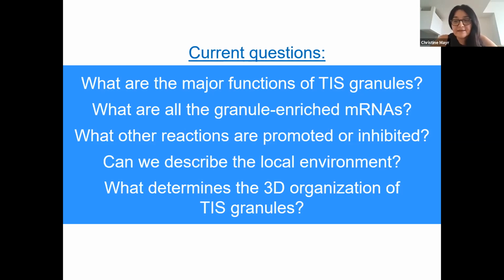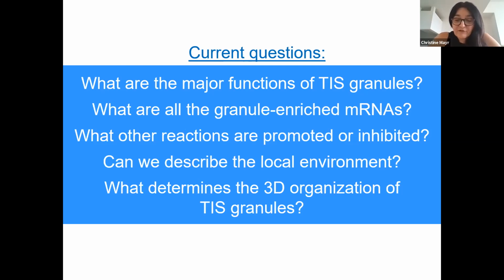and we think that the interaction between SET and CD47 is of course not the most important one. And we really would like to know what the major function of TIS granules is. To get at this, our first step was to purify TIS granules and to identify the granule-enriched and depleted mRNAs. Then we want to know what other reactions are promoted or inhibited when proteins are translated in TIS granules.